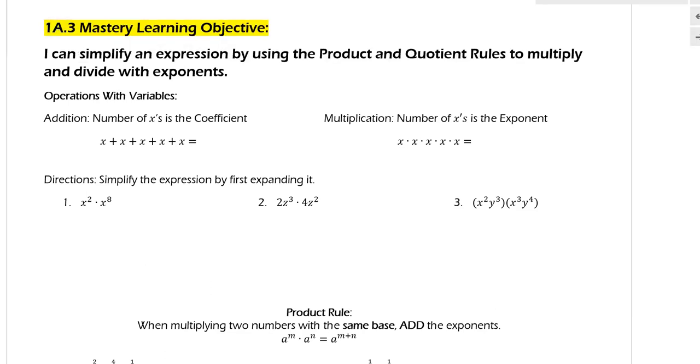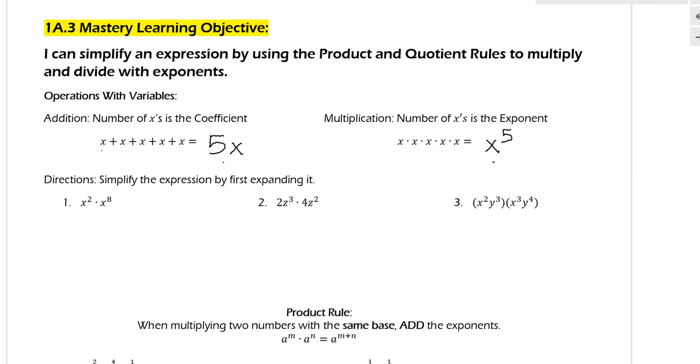When you add, the number of x's is the coefficient. So all of these have an addition sign. I'm going to count them up. 1, 2, 3, 4, 5. That 5 becomes my coefficient when we add. When we multiply, the number of x's is the exponent. So again, I have 5 x's here, but this is different. Multiplying and addition are two different things, so I have to express my answer differently. And that's the difference. It's either the coefficient or the exponent.